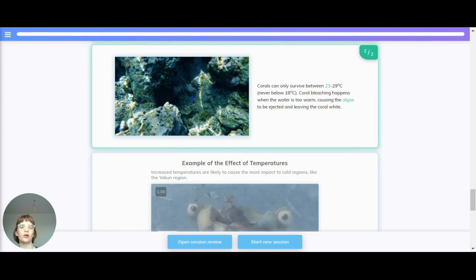What are the temperatures the coral can survive between? It's between 23 and 29 degrees. Coral bleaching happens when the water is too warm, causing the algae to be ejected and leaving the coral white. Coral can never survive below 18 degrees Celsius.